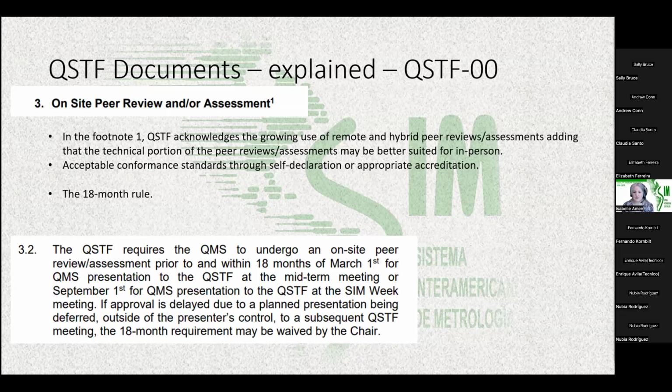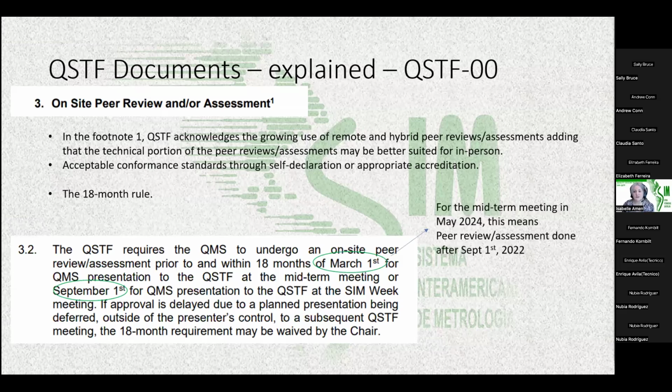The two reference points are March 1st and September 1st. So when a presentation is made to the QSTF at the midterm meeting, which usually happens between March and May, the peer review or assessment part of the package needs to have been done prior to and within 18 months of March 1st. If a presentation is done during the SIM week, which usually happens in the span of September to November, then that assessment or peer review needs to have happened prior to and within 18 months of September 1st.